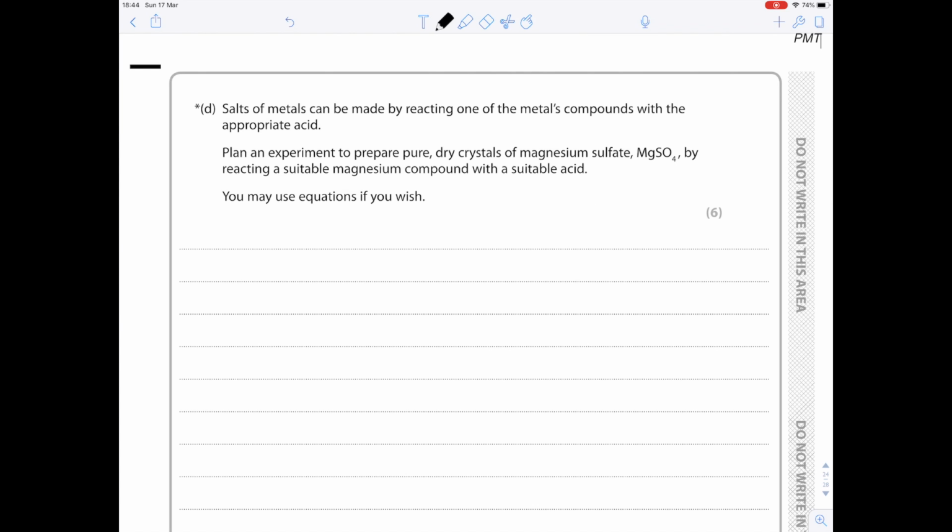D. Salts of metals can be made by reacting one of the metal's compounds with the appropriate acid. Plan an experiment to prepare pure dry crystals of magnesium sulfate, MgSO4, by reacting a suitable magnesium compound with a suitable acid. You may use equations if you wish, so it's probably worth popping in some equations there. And look, we're trying to produce magnesium sulfate. So notice that this is a soluble salt.